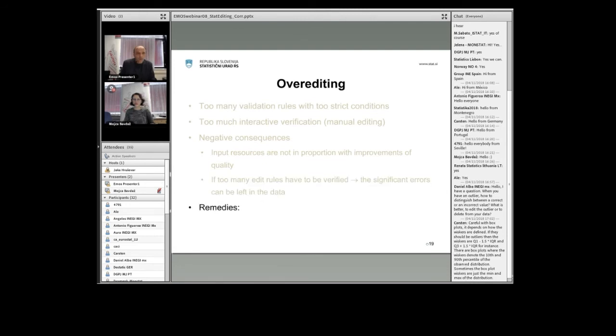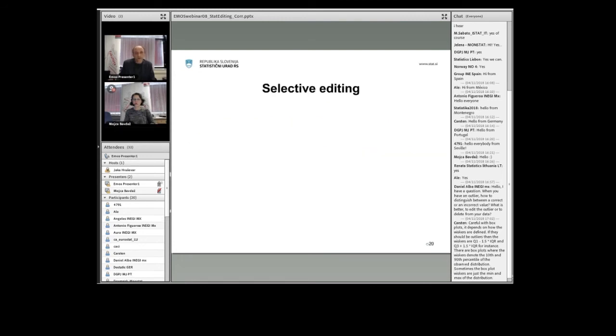So what can be done to go over this problem of over-editing? One thing is, of course, careful planning and testing of controls, of validation rules, so that we really try to make more efficient validation rules. And the other one is that we restrict individual verification, the manual editing, also to the influential errors. And if we want to do this, we come to the selective editing approach.